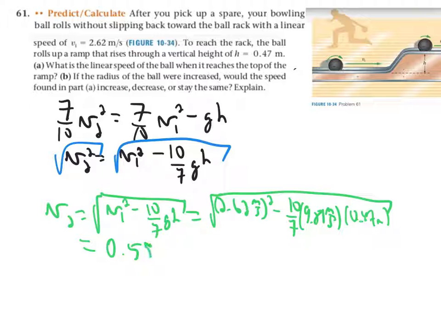0.52695 meters per second, which, because we have at best 2 sig figs, is really 0.53 meters per second.